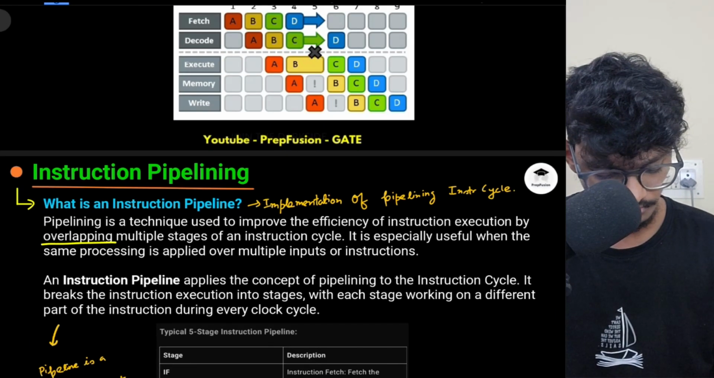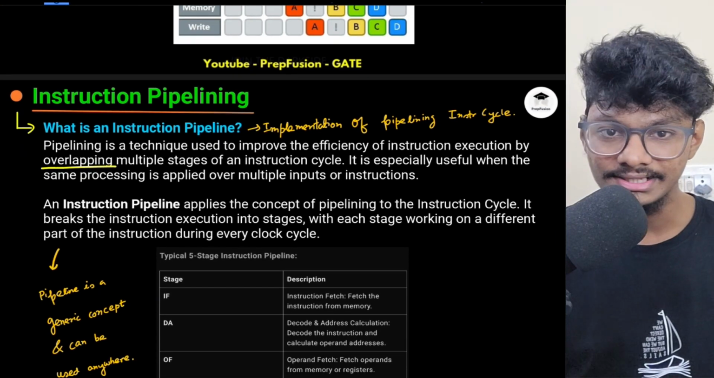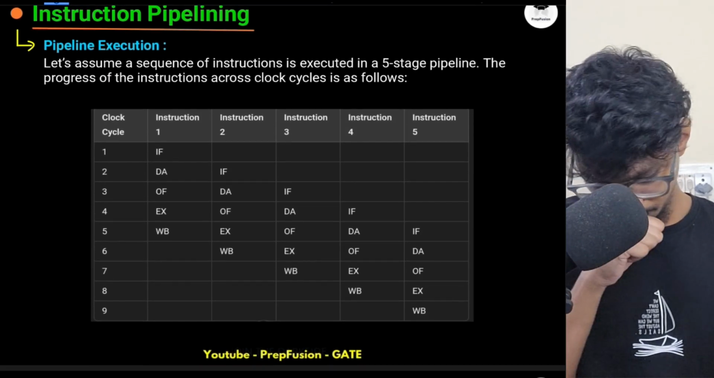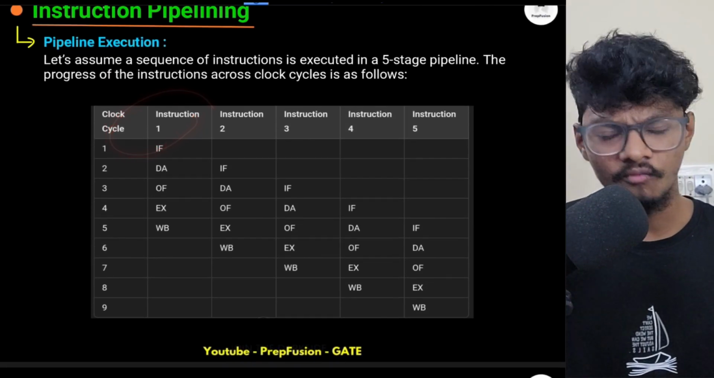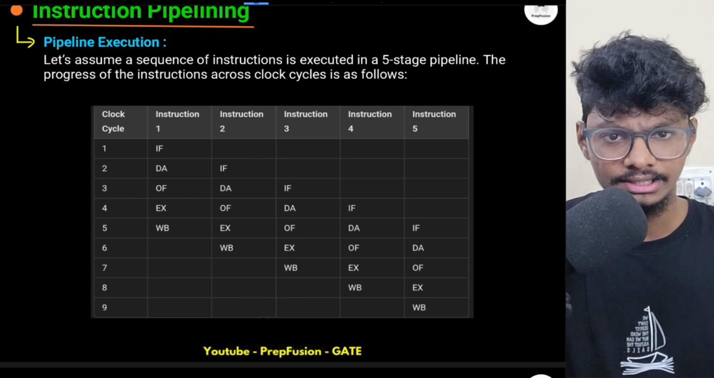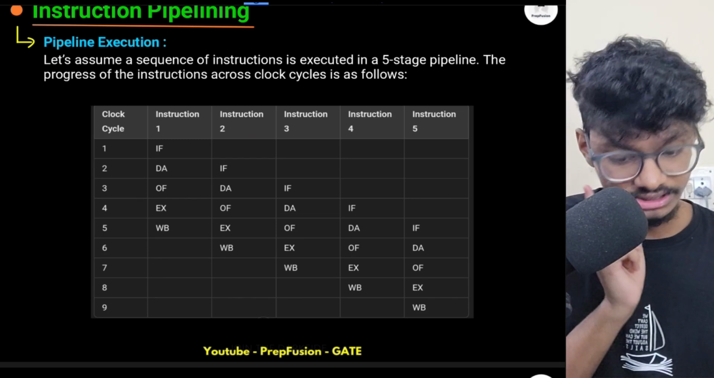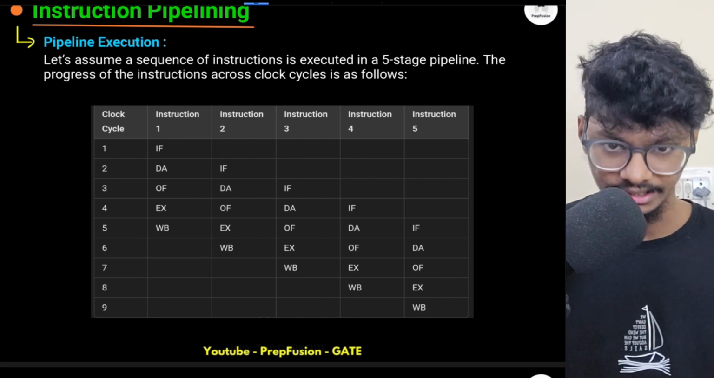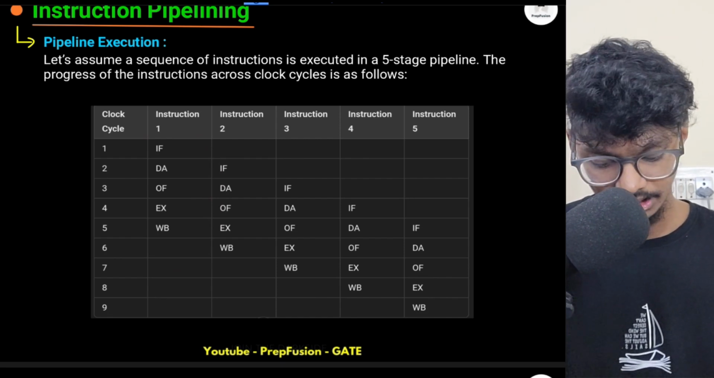Okay, so let's understand this with an example. We have a pipeline execution here. This is instruction 1. Obviously each instruction can be anything, but one thing is constant: they will always have 5 stages. That has been defined in the architecture.